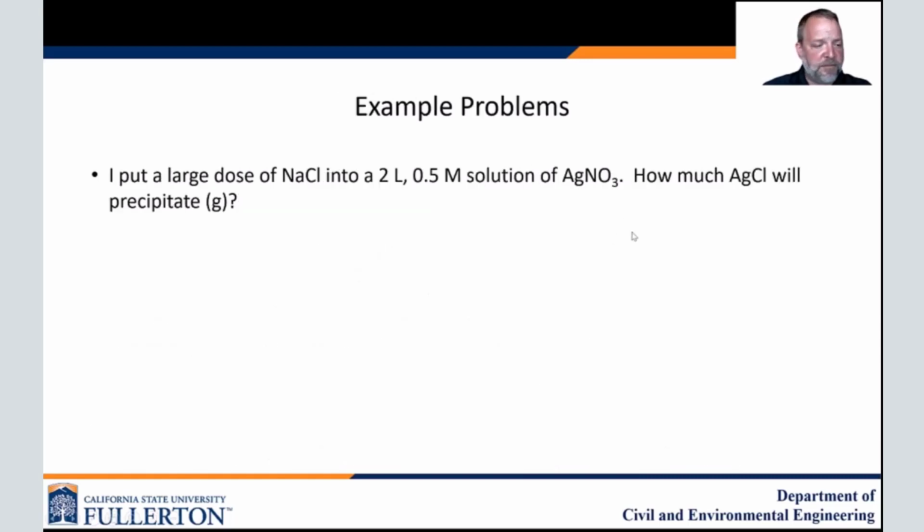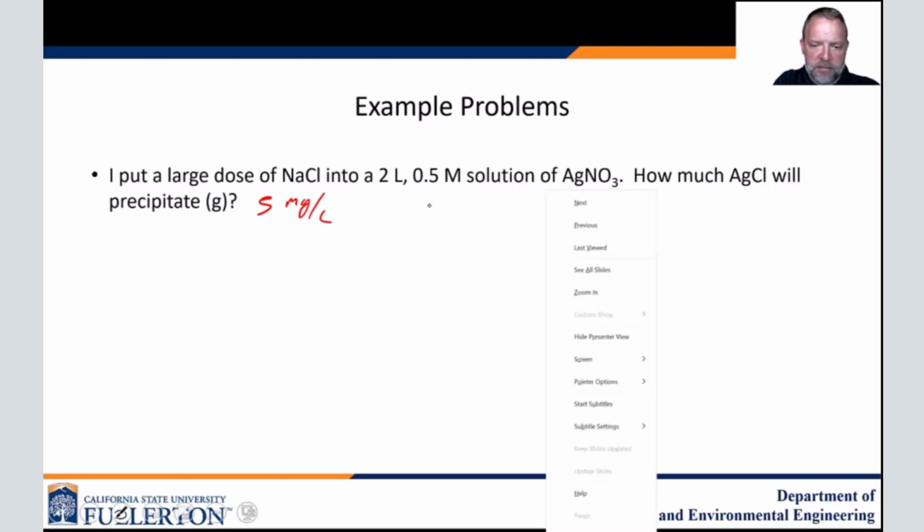I have a couple of example problems for you. First, I put a large dose of sodium chloride into a 2-liter, 0.5 molar solution of silver nitrate. How much silver chloride will precipitate in terms of grams? The first thing I need to do is think back to my solubility of silver chloride. If you recall, I said a few slides ago that it is 5 milligrams per liter. So our solubility of silver chloride is 5 milligrams per liter. We can convert that into molarity. First thing I want to do, though, is figure out the molecular weight of silver chloride.